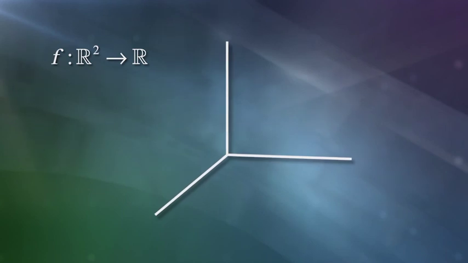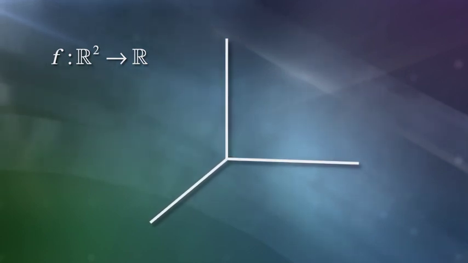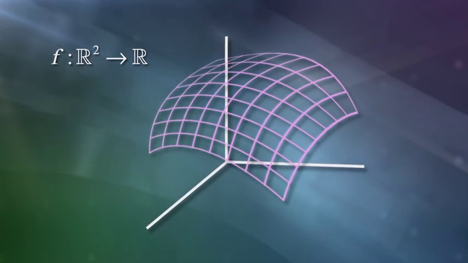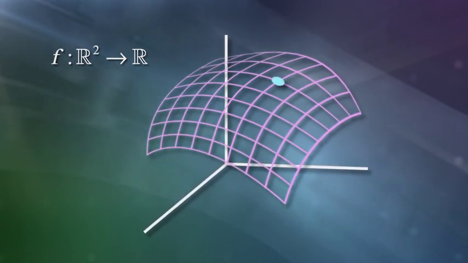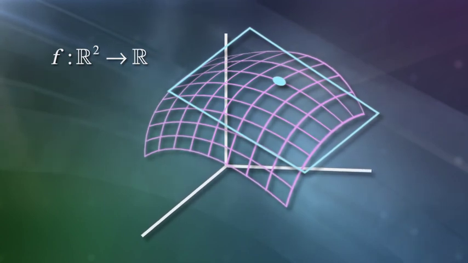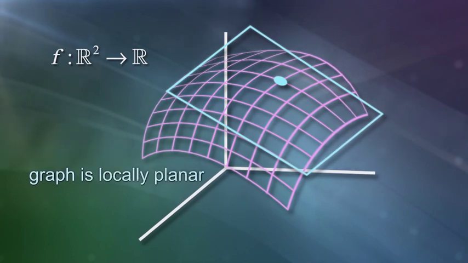For instance, if you're looking at a function f from R2 to R, then it takes in two real numbers like x and y and spits out a single number like f of xy. This means the graph of this function can be represented by a surface over the xy plane. To say the function is differentiable at a point means that if you blow up the view of the graph near that point, it looks more and more like a plane. In other words, it's locally planar.